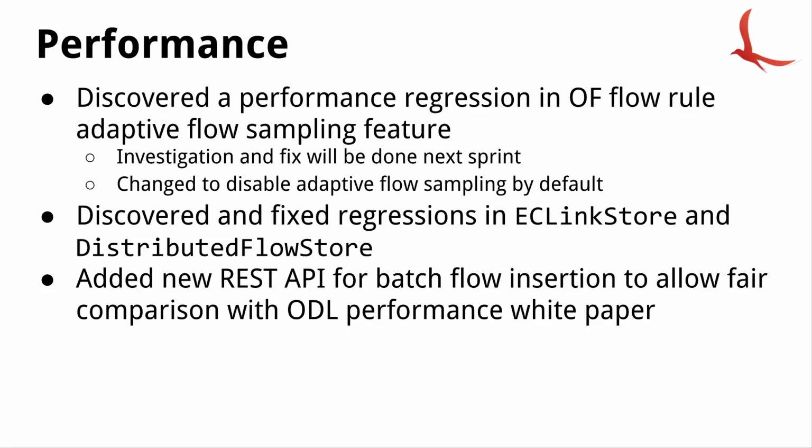So for now, we've changed the default to disable adaptive flow sampling by default. We will most likely work with Sang to investigate and potentially fix this, hopefully as part of the next sprint. In investigating what's going on, we also discovered and fixed a number of regressions in the distributed flow store as well as the EC link store. Actually, the EC link store defect was discovered by somebody from outside. Also, as part of this, and we'll cover this as part of REST API, we've added a mechanism to insert flow rules in batches to allow fair comparison with the ODL white paper. That's all I have.